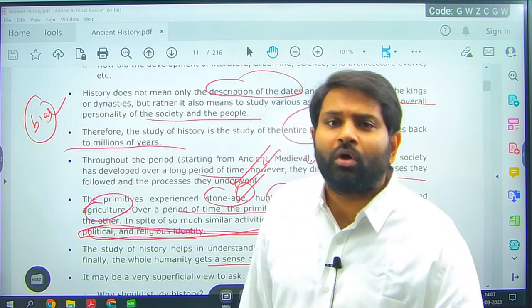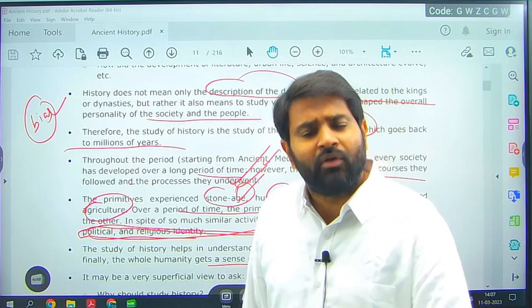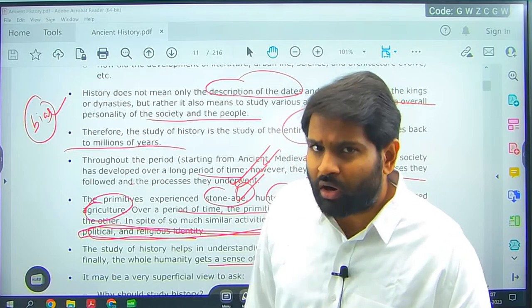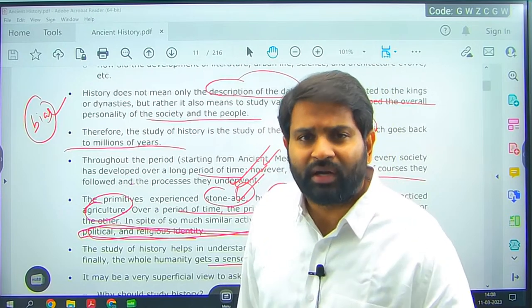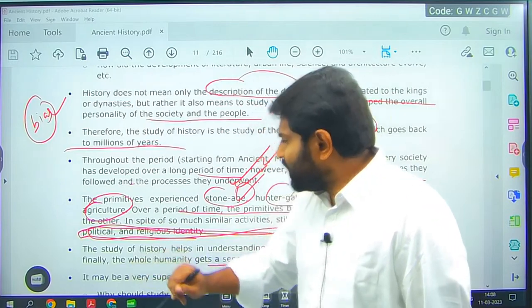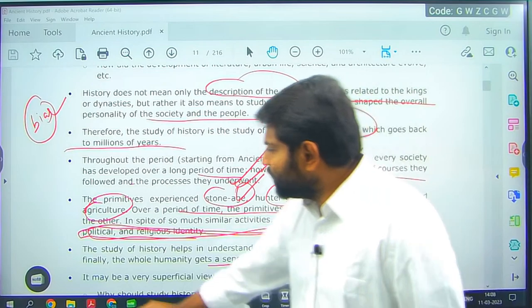History will give you confidence. History will give you clarity. History will make sure that you will not repeat the same mistakes. Those are called historical mistakes. When people don't read history, it will come at a cost. The study of history helps in understanding people, societies, nations. This way we need to understand.